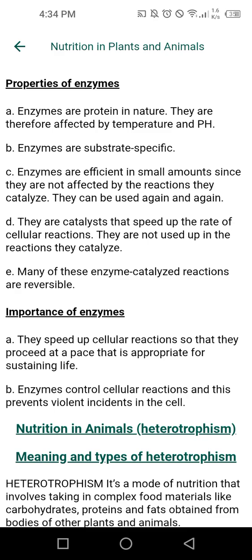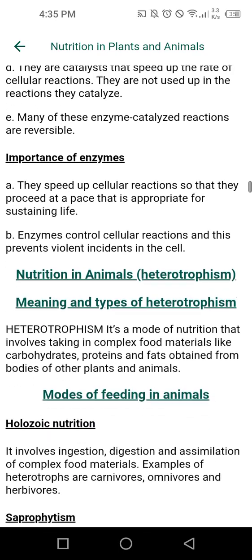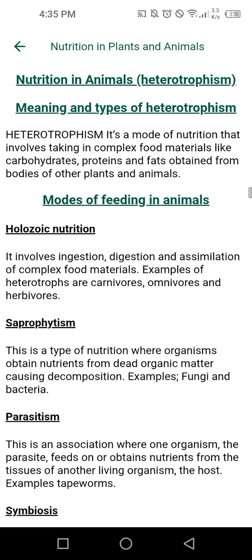Importance of enzymes. A. They speed up cellular reactions so that they proceed at a pace that is appropriate for sustaining life. B. Enzymes control cellular reactions and this prevents violent incidents in the cell. Nutrition in animals, heterotrophism. Meaning and types of heterotrophism.